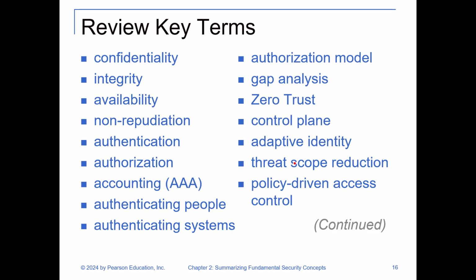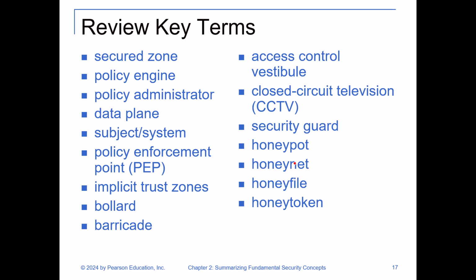Alright, that's it for this module. Key terms: confidentiality, integrity, availability, non-repudiation, AAA, gap analysis, zero trust, threat scoping, security zones, policy enforcement points, bollards, physical controls, CCTV, honeypots, honeynets, honey files, honey tokens, and so forth.